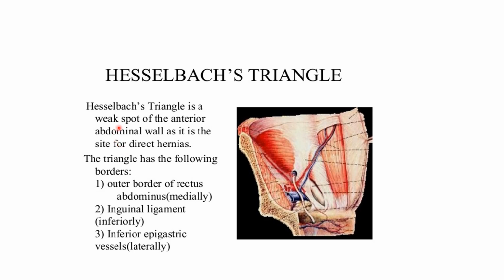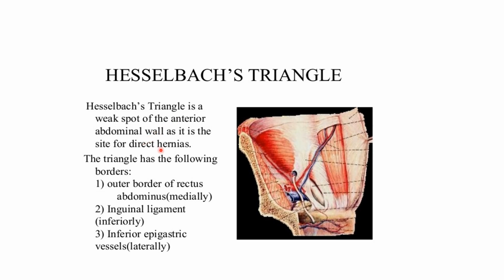So Hasselbeck's triangle is a weak spot of the anterior abdominal wall, as it is the site for direct hernias, as it's mentioned over there already. In your next applied anatomy class, when you study the types of hernias, the inguinal hernias will be of two types, direct and indirect. The quality of the direct inguinal hernias is that the place from where they protrude is the Hasselbeck's triangle. So whatever the viscera protruding out through this Hasselbeck's triangle will be labeled as direct hernia.